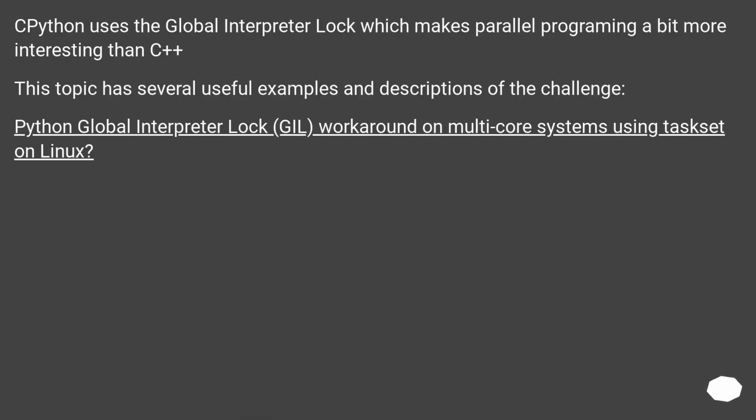Python uses the global interpreter lock, which makes parallel programming a bit more interesting than C++. This topic has several useful examples and descriptions of the challenge. Python global interpreter lock, GIL, workaround on multicore systems using taskset on Linux.